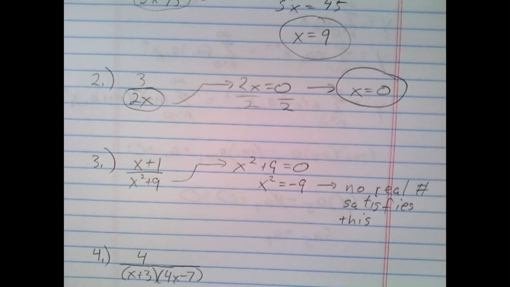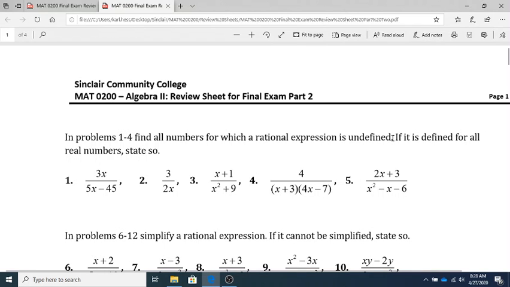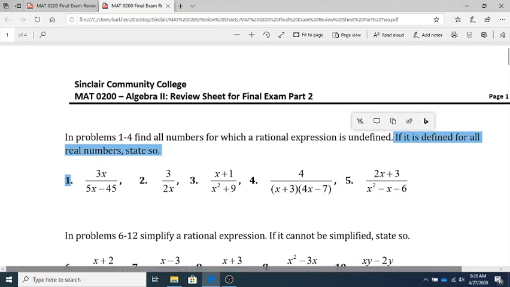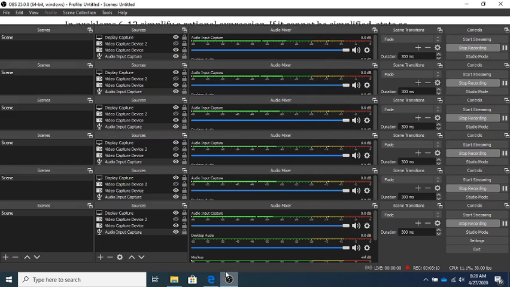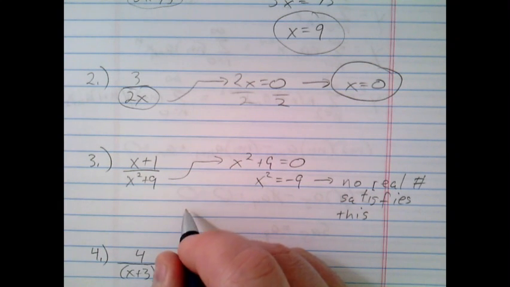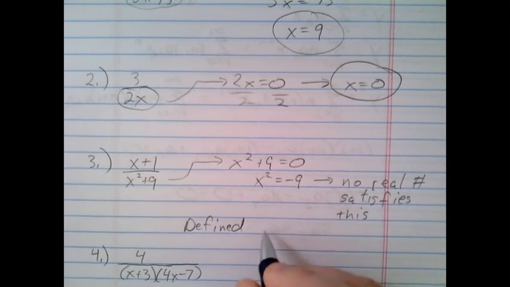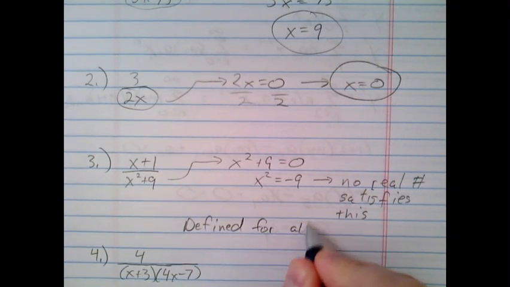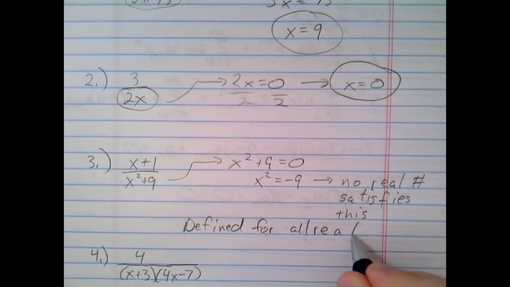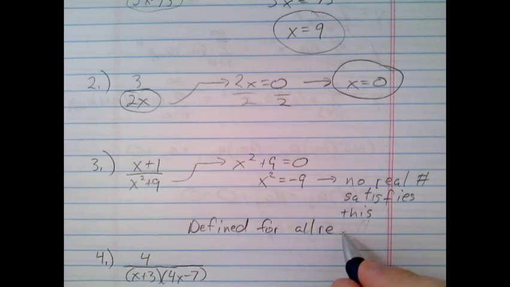So what did the problem say again? The instructions said, if it is defined for all real numbers, state so. Alright, well, this problem would be exactly what it was referring to. So in this case, the correct way to write our answer would be defined for all real numbers. Let's see if I can write that just a little better. All real numbers.